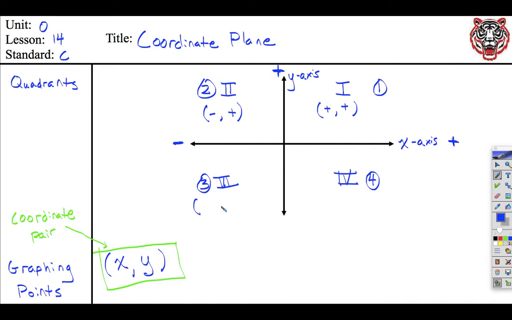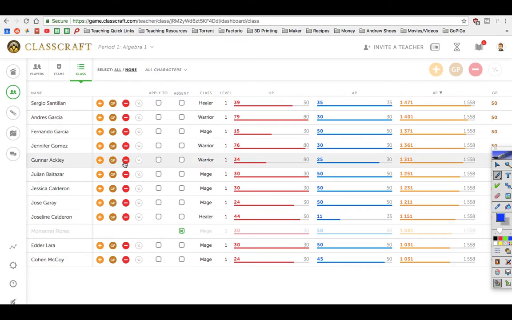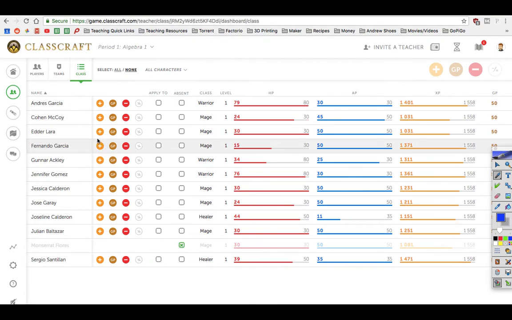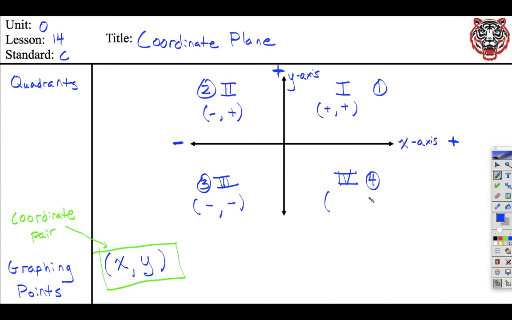All right, new XP, someone new. What coordinate pair am I going to put down here in terms of positives and negatives? Someone aside from Sergio, aside from Fernando. Cohen, yeah, go for it. Negative and negative, yeah, very nice. Oh, it's not alphabetical. That's why I'm always getting confused. There we go, Cohen. And final one for XP, someone new. Andres, go for it. Positive and negative, yeah, there you go.